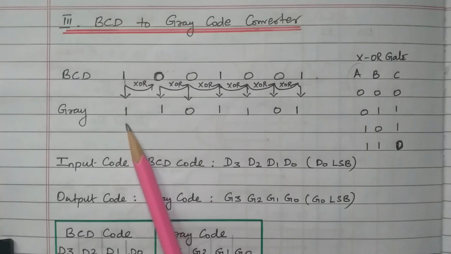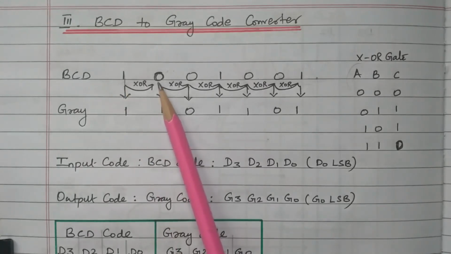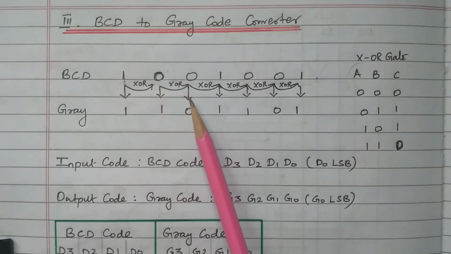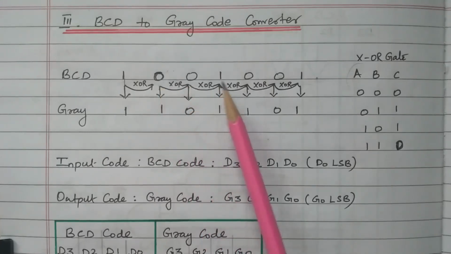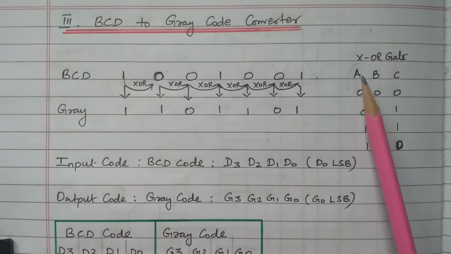Write the first digit as it is. Then perform the XOR operation between the first and second digit and write the result. Then perform the operation between the second and third digit and write the result. Like that we need to perform the XOR operation between the digits. Then what is the XOR operation? We'll see what the XOR operation is.